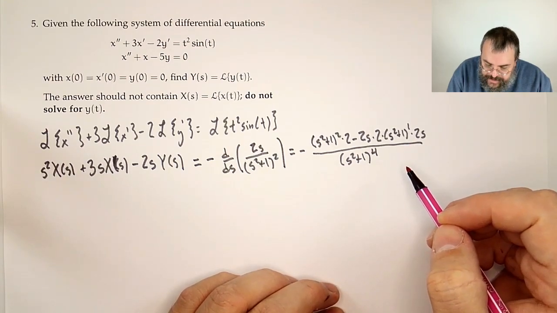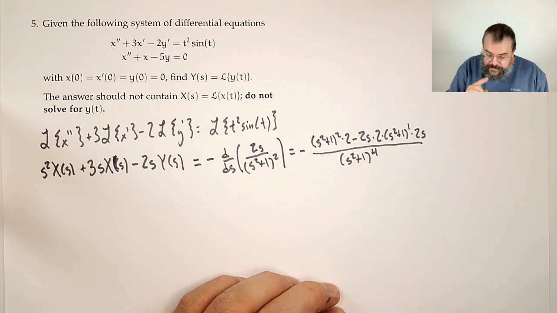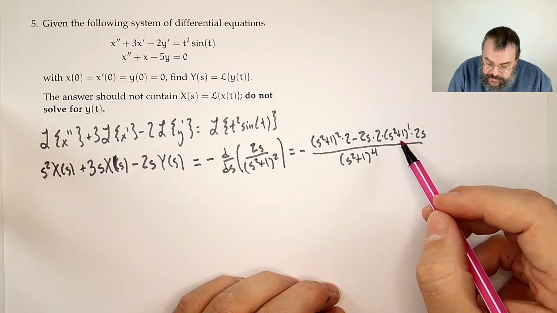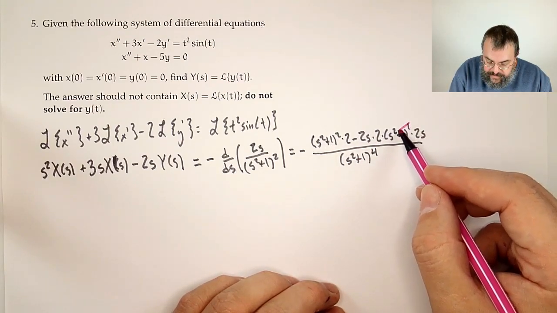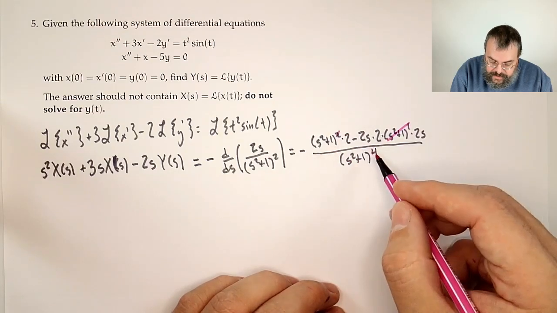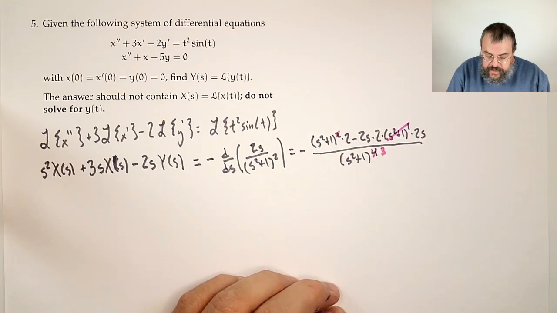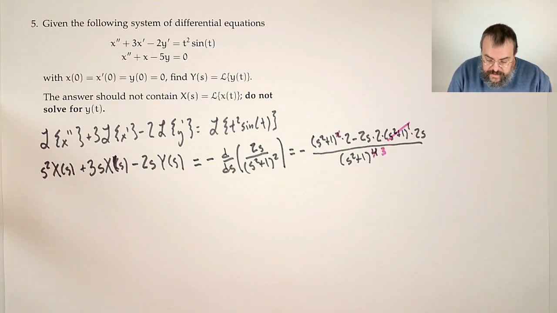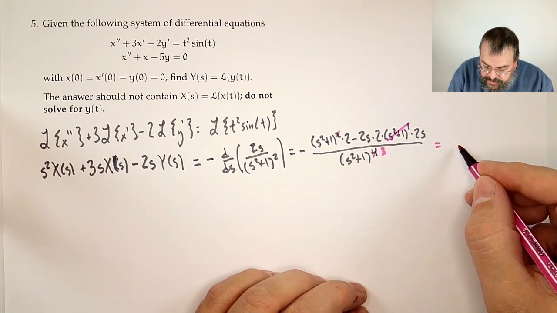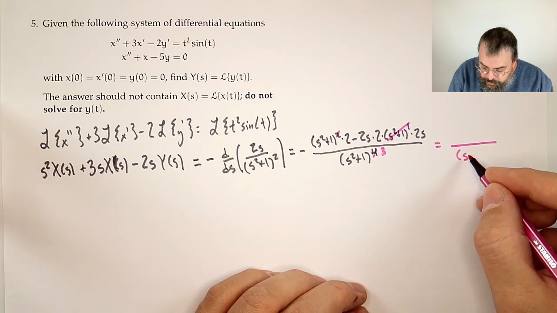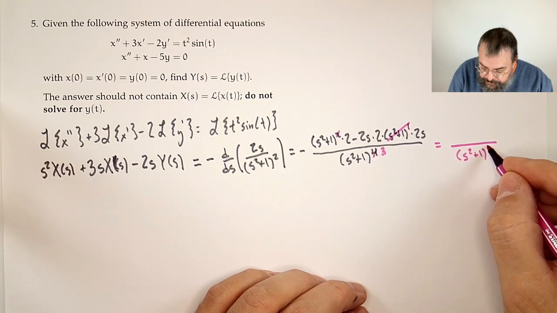All right, so let's be careful here. Notice how everything has an s squared plus 1. So I'm going to cancel off a single s squared plus 1, and that'll clean that up. And now, what do we have? Well, downstairs we have s squared plus 1 quantity cubed, which is perfectly fine.